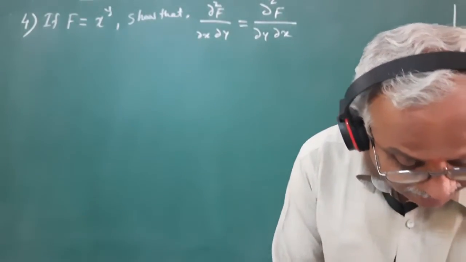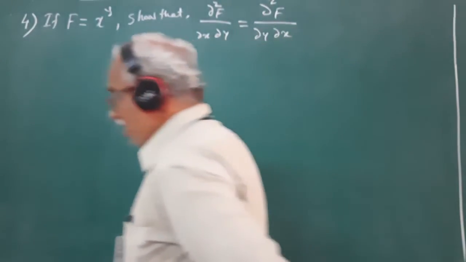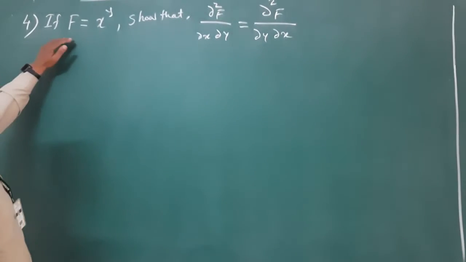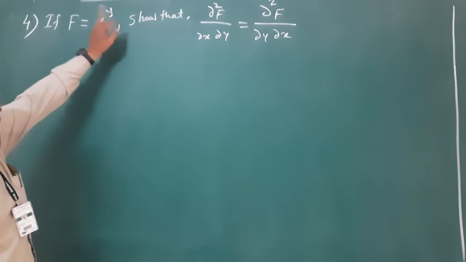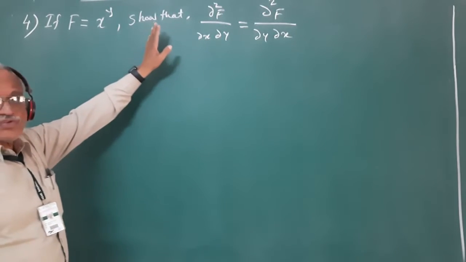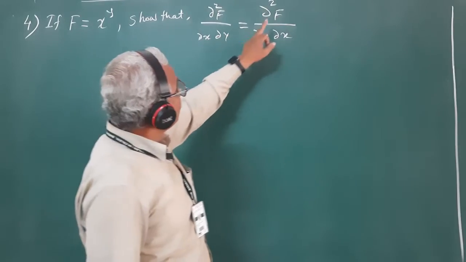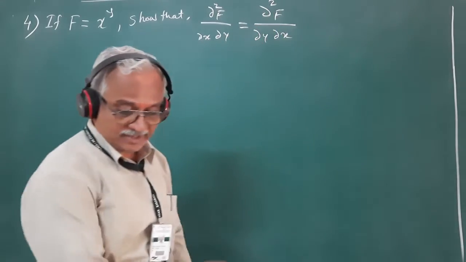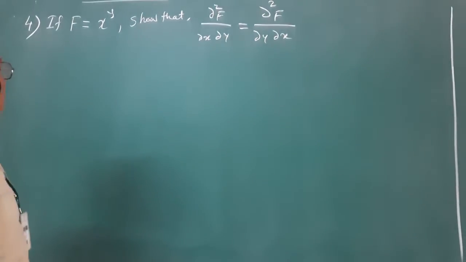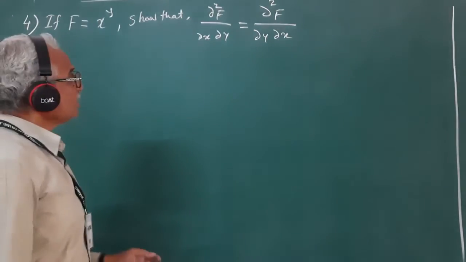The fourth problem is that if we are given the function f expressed as x raised to y, we are asked to show that ∂²f/∂x∂y is equal to ∂²f/∂y∂x. So the mixed second order partial derivatives for this function are equal. That is what we want to prove. So let us first obtain the expressions for ∂f/∂x and ∂f/∂y.